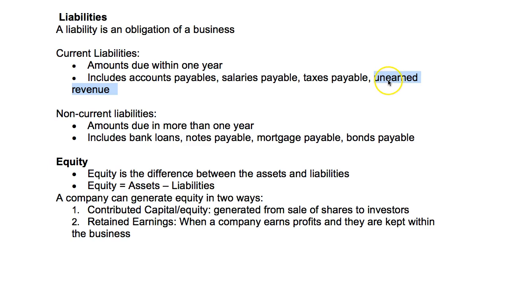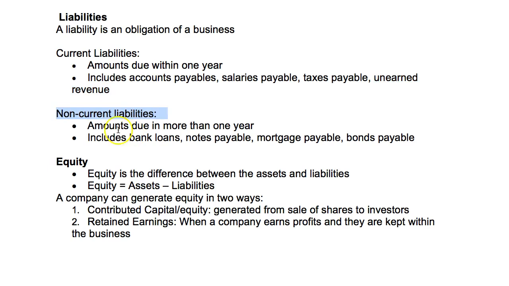A lot of students get a little bit confused with unearned revenue, and they think it might be revenue because it does say revenue. But check this word here. Unearned means not earned revenue. And this will belong into our current liabilities.